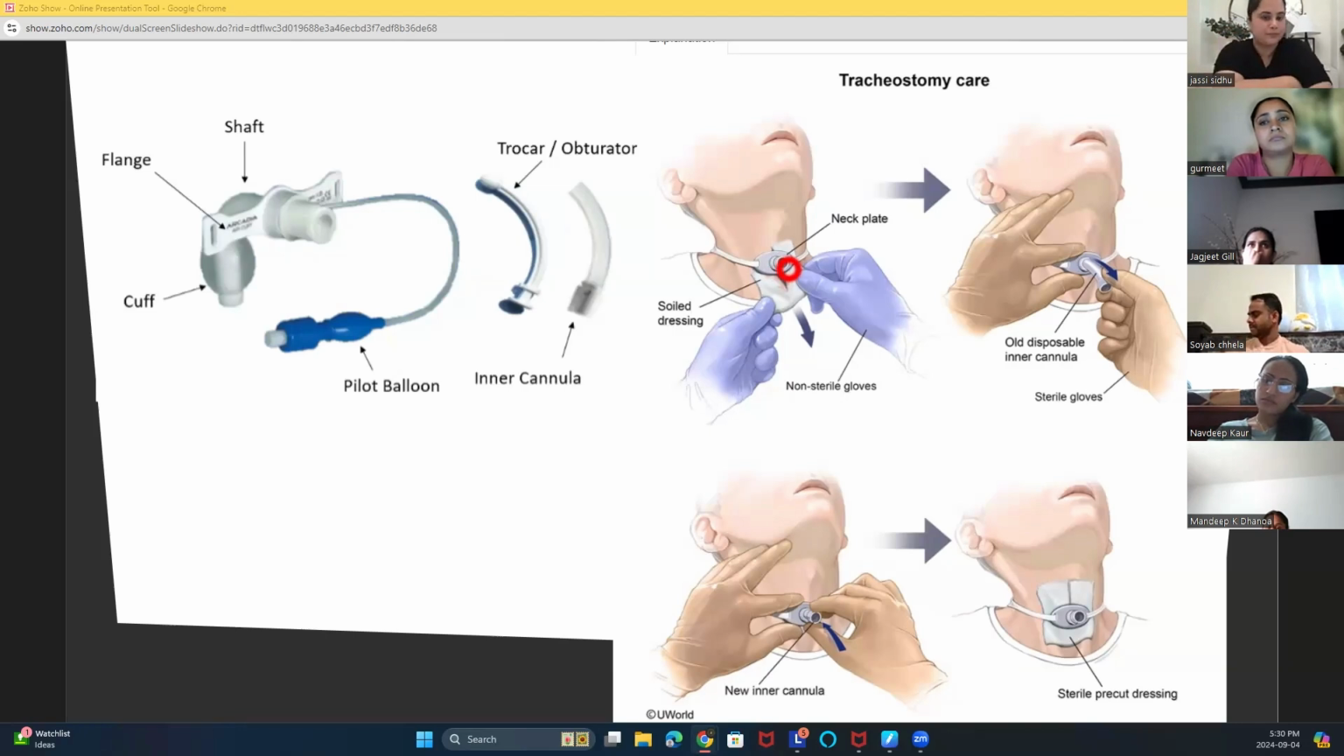Understood? Are you able to visualize that? Okay. Anybody else? I think somebody else.